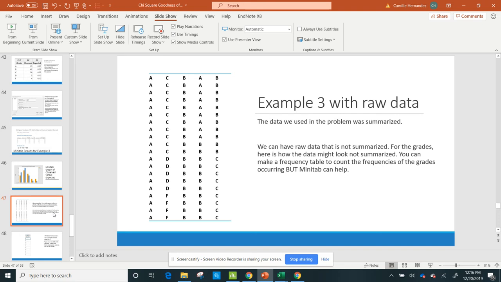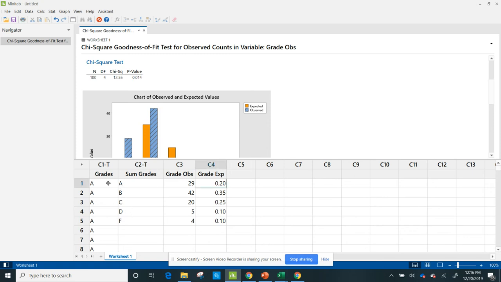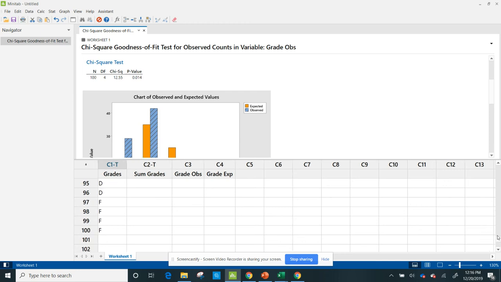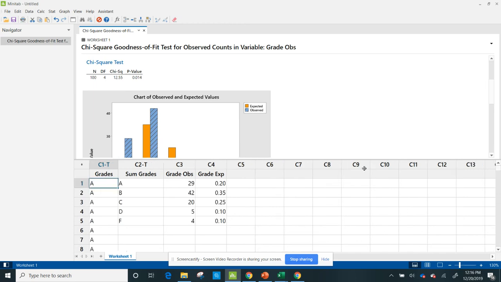And think of it this way. If you're given an Excel file with a ton of data, do you want to have to make a frequency distribution and count up all those counts for each category? You might have 10 categories. You don't want to do that. Minitab makes it really, really easy for you to handle. So I'm going to go back to Minitab and look. In my first column, if I scroll down, I have all the grades that haven't been summarized. It's just the raw data. It's easy to do in Minitab.